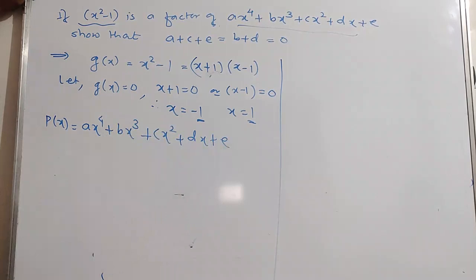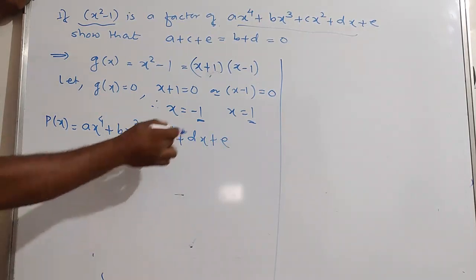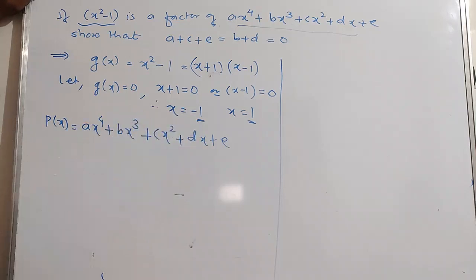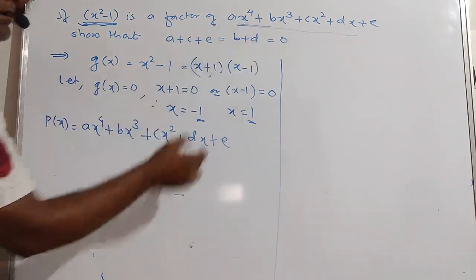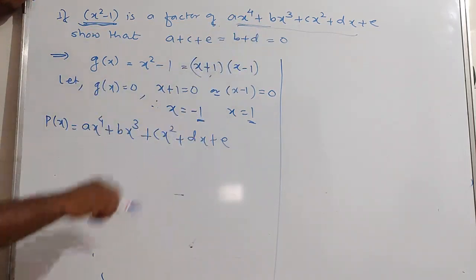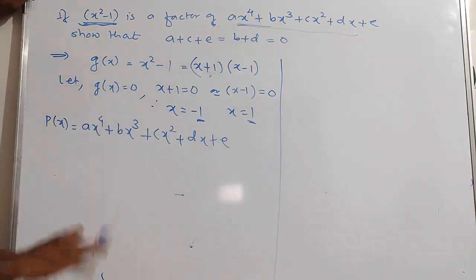This is the given polynomial. Now what I will do is substitute minus 1 in place of x. x square minus 1 is a factor of the given polynomial, so definitely I will get the remainder 0 here. So I will compare that equal to 0.